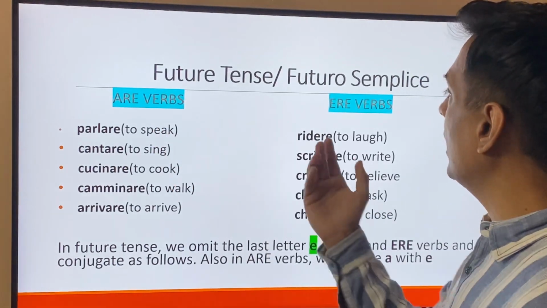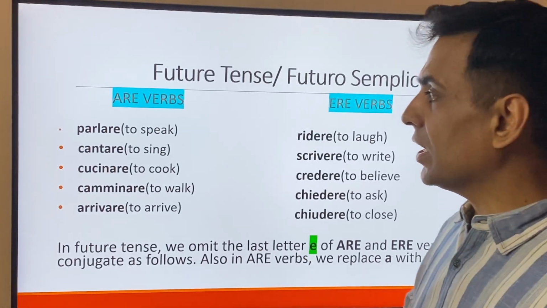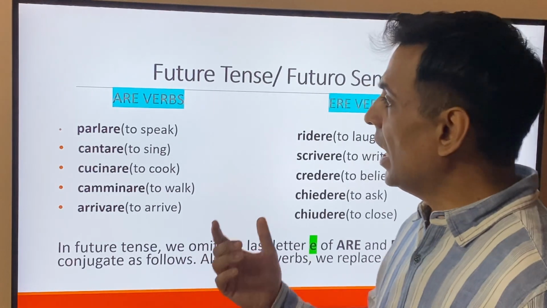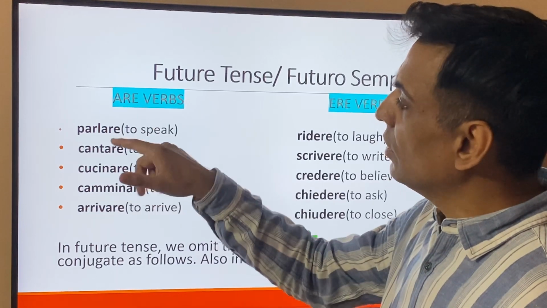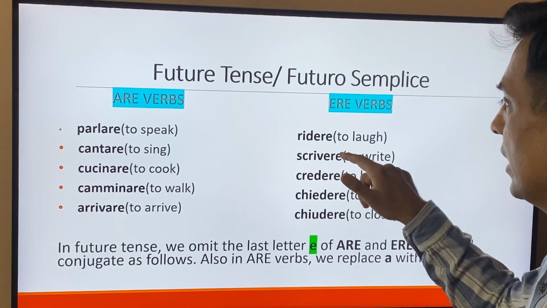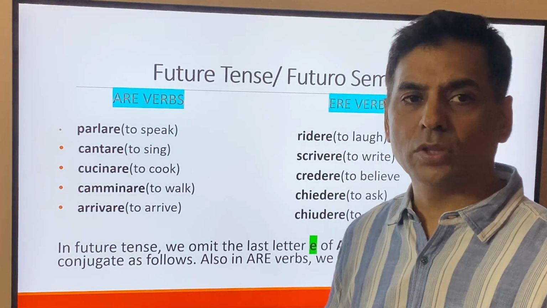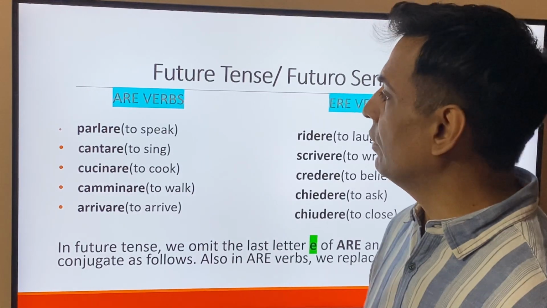Now what are are, ere or ire verbs? These are the action verbs which are classified under these groups on the basis of the endings. Are verbs are those verbs which end with are. Ere verbs are those that end with ere. And likewise, ire verbs are those which end with ire. So let's take an example of are verbs.